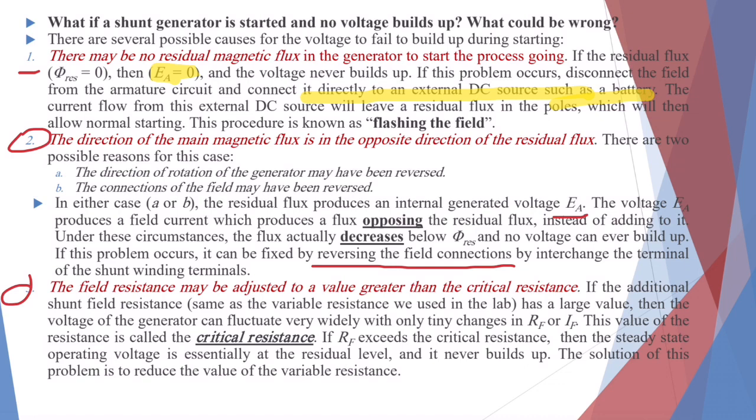If the additional shunt field resistance has a large value, then the voltage of the generator can fluctuate very widely with only a teeny change in RF or IF. This value of the resistance is called the critical resistance. If RF exceeds the critical resistance, then the steady state operating voltage is essentially at the residual level and it never builds up. So what is the solution here? The solution to this problem is to reduce the value of the variable resistance. Very important, guys, here you have to know each problem and the solution for each problem.